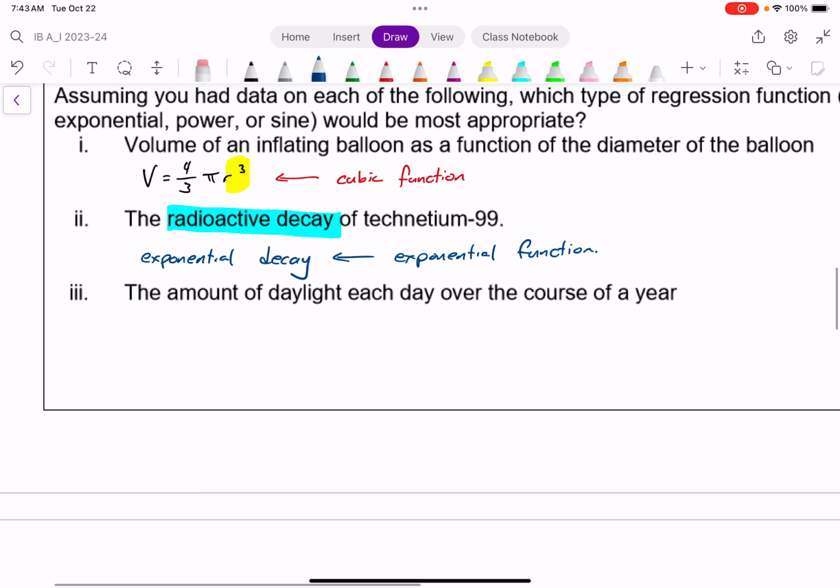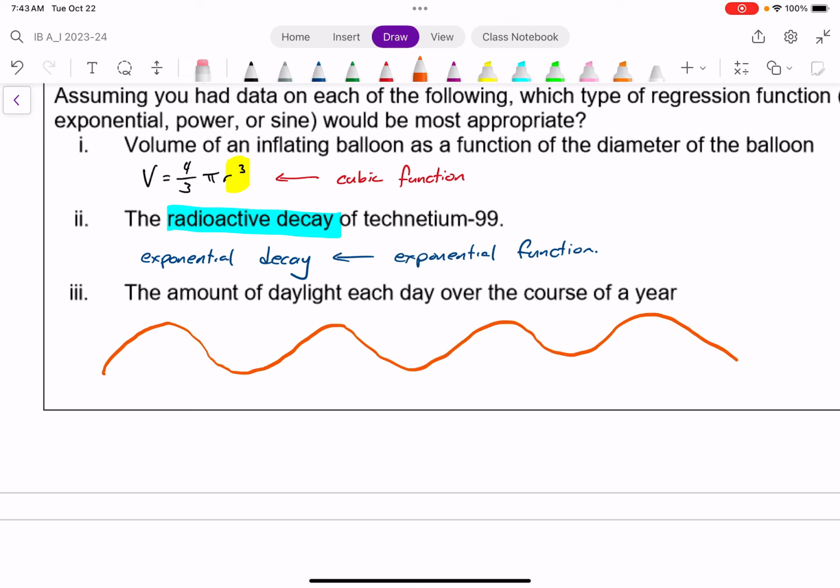And finally, the amount of daylight each day over the course of a year. Well, in the summers, there's more daylight. In the winters, there's less daylight. And over the course of year after year, it would oscillate back and forth. That is a sine function. And so we'd use a sine function here for regression.